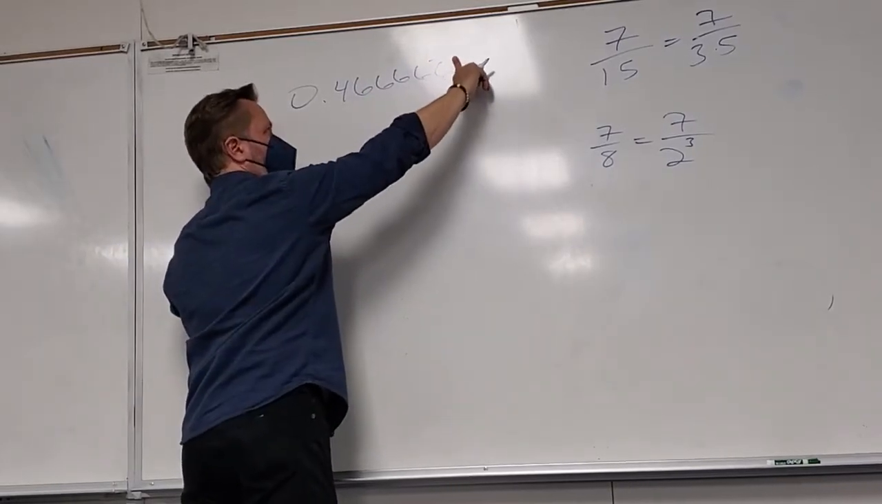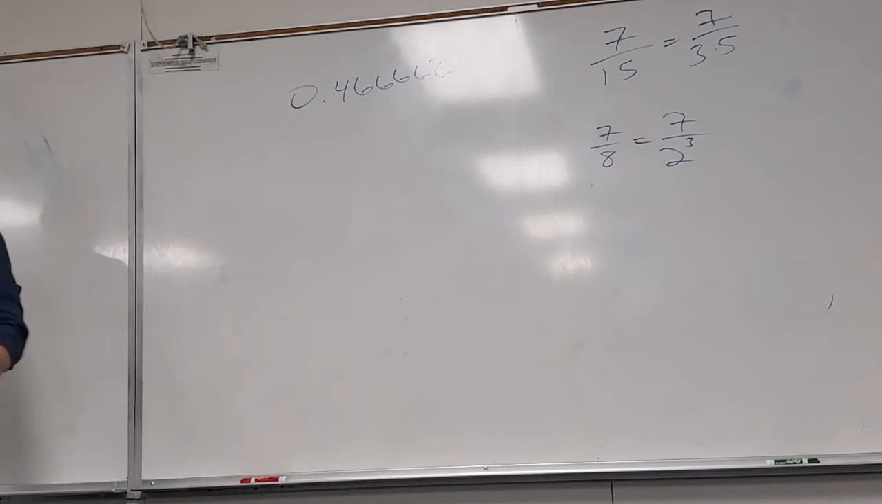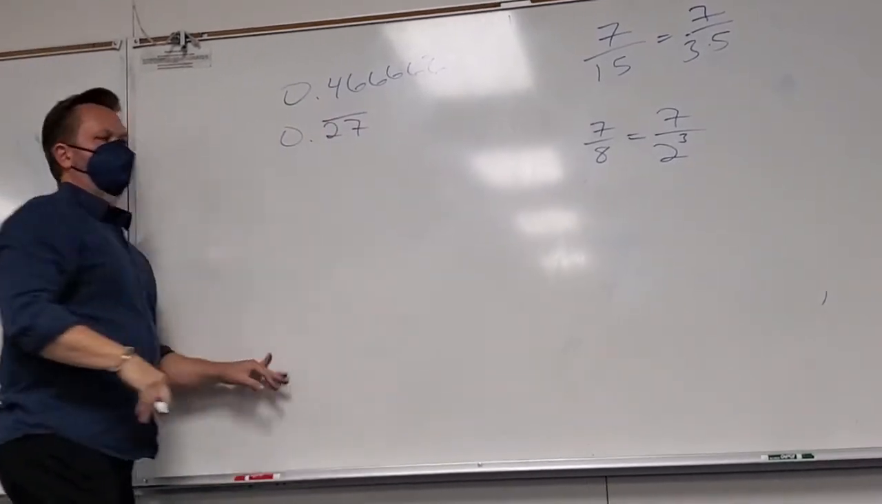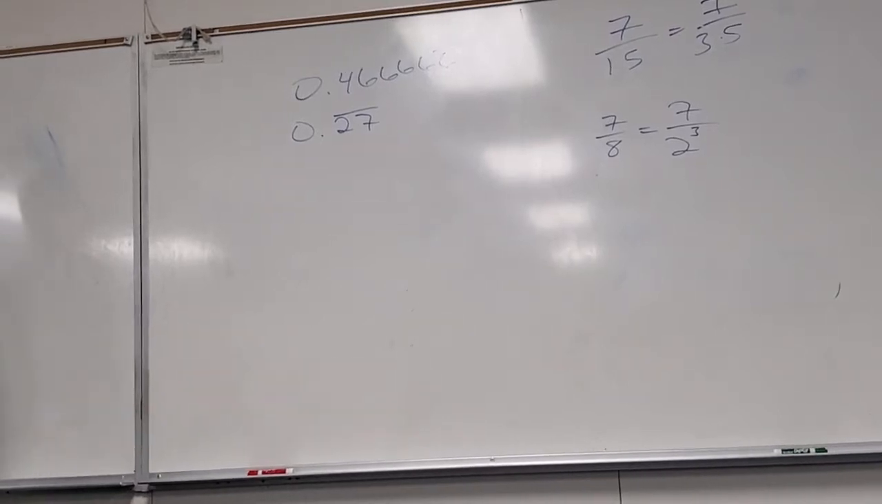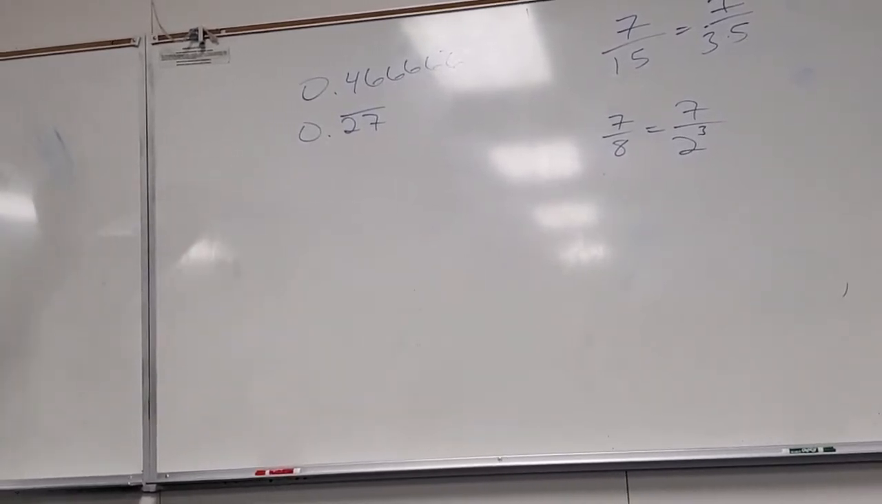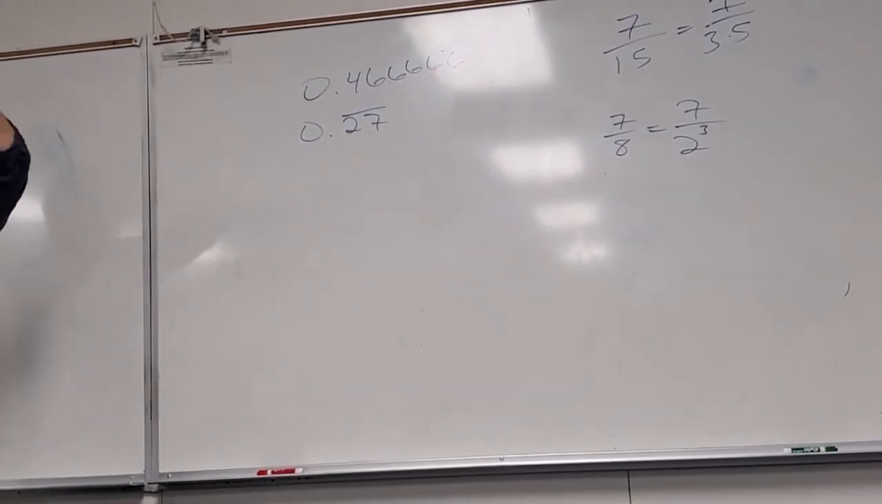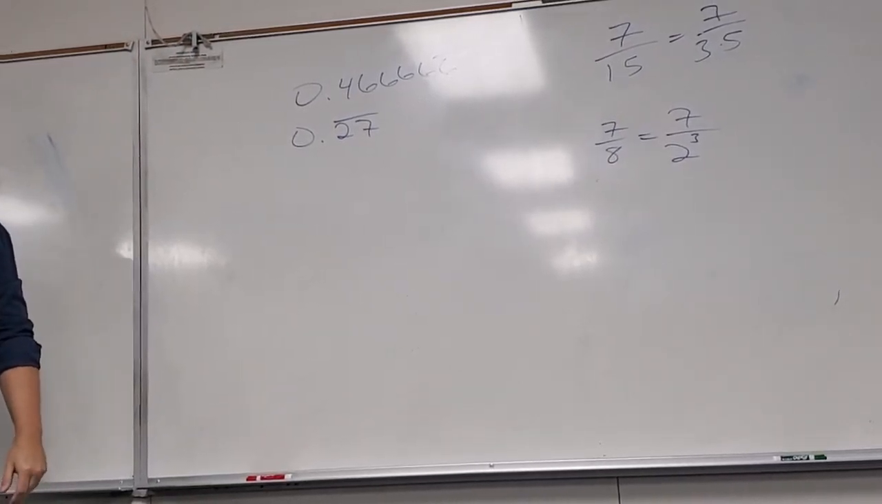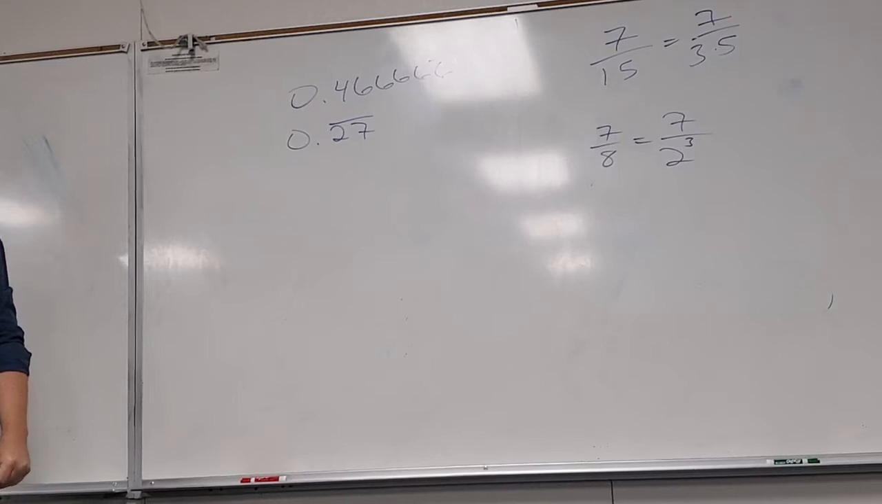Remember what that meant? What does that mean for decimals when I put a little line over a number? It repeats forever. So if I wrote this, what does that look like? 2727. Good, 2727. Whatever I put that bar over, that chunk repeats. Is that cool?